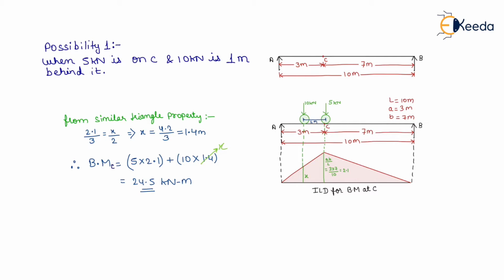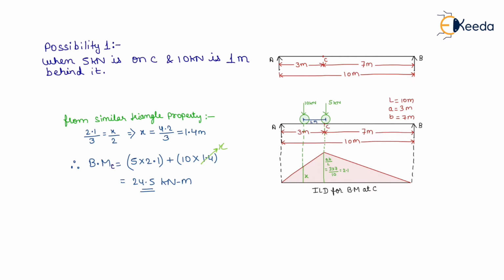Now for finding the maximum bending moment at C, we need to plot the influence line diagram for bending moment at C. For plotting it, we need to imagine a hinge at C and lift that hinge by an amount ab by L. The resulting deflected shape will be the ILD for bending moment at C. So ab by L magnitude will be equal to 3 into 7 by 10, which equals 2.1, because a is equal to 3 and b is equal to 7.